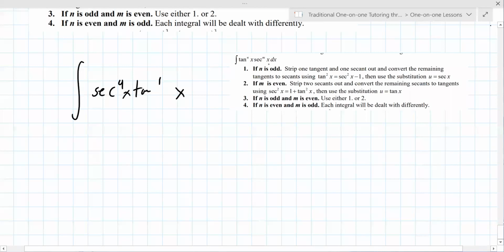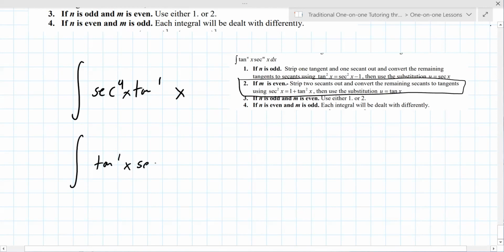Okay, so this is where m is even. How do you know this? That's what confused me, the n and the m. I didn't realize the m only applies to secant. So this is tangent 1x, secant 4x, n is 1, m is 4. And actually n is odd as well, so you could go either way on this. Maybe that's why our instructor gave it to you, to not be difficult.